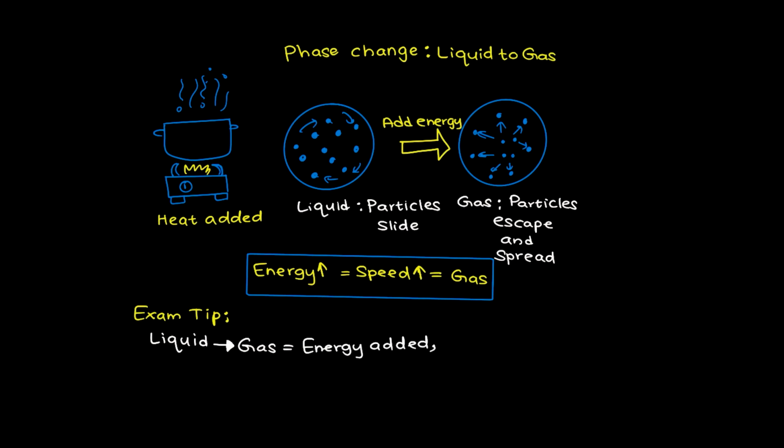Here's a WGU C165 OA exam tip for you. Liquid to gas requires adding energy, which increases particle speed. The phrase "phase change from liquid to gas" always involves energy gain. Quick recall hook: boiling means boosting. Adding energy speeds particles into gas phase.